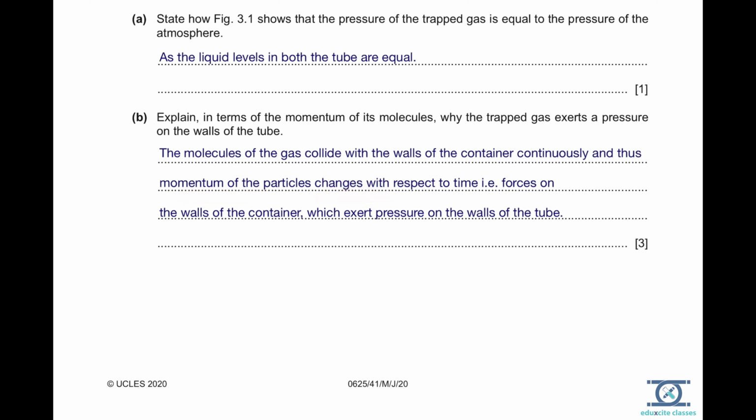So we can say the momentum of the particles is changing with respect to time, and we know that force is nothing but the rate of change of momentum. So a force is exerted by the air particles on the walls of the container, and if we calculate it per unit area, that will be nothing but the pressure exerted on the walls of the tube. So you have to write this explanation in terms of the momentum of its molecules. Okay.